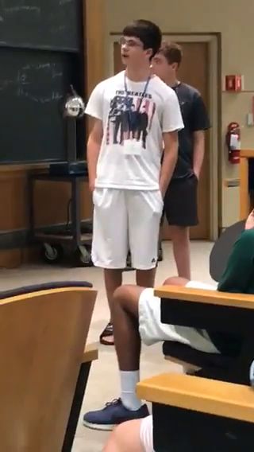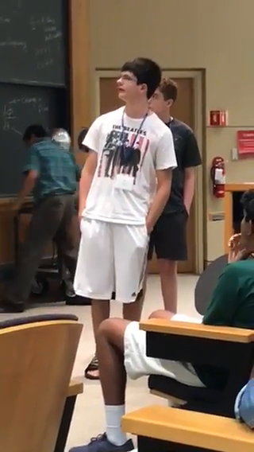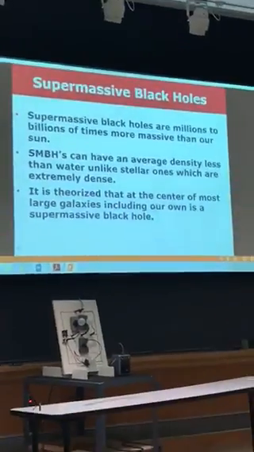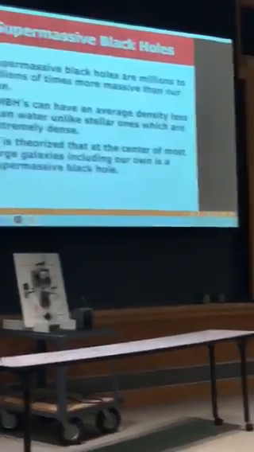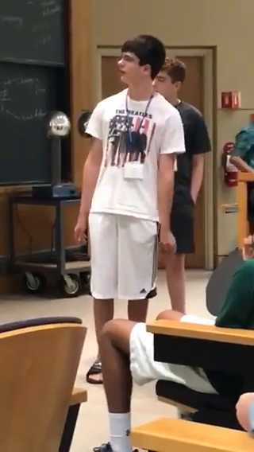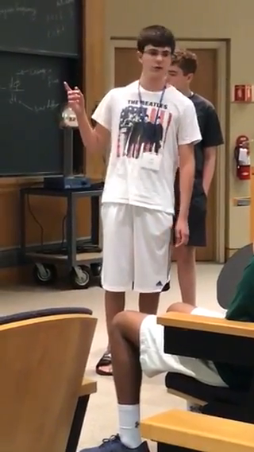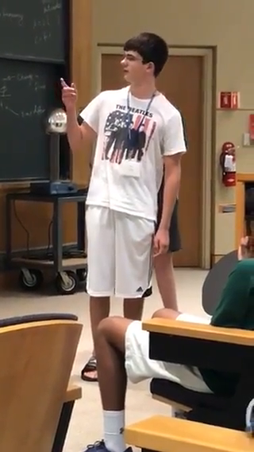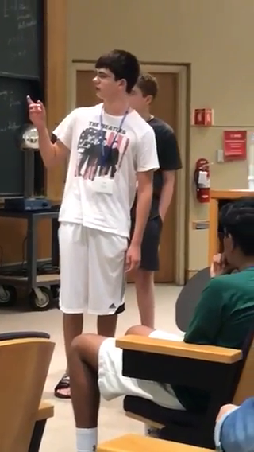Supermassive black holes are millions to billions of times more massive than our own sun. Typically, the bigger the black hole, the less density, and that's because they have a bigger radius. And it's also, as we mentioned before, theorized that at the center of large galaxies, including our own, there are supermassive black holes.